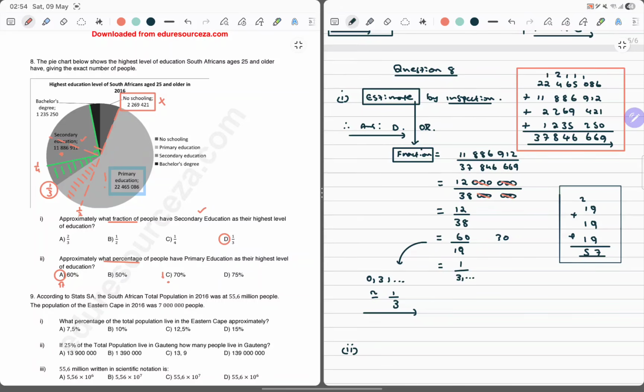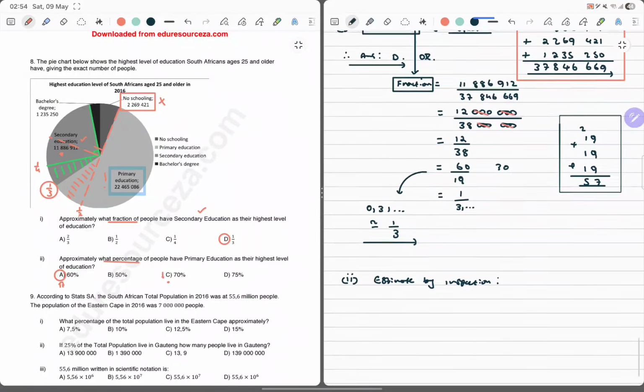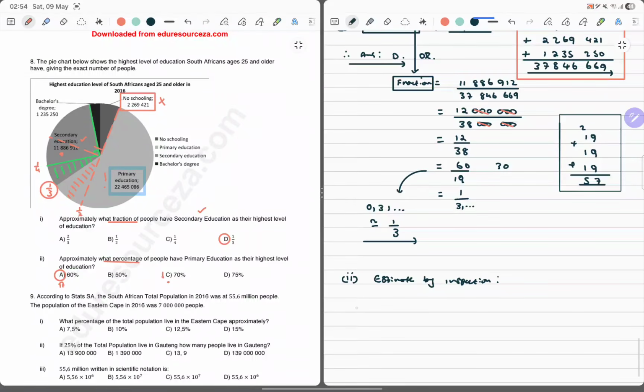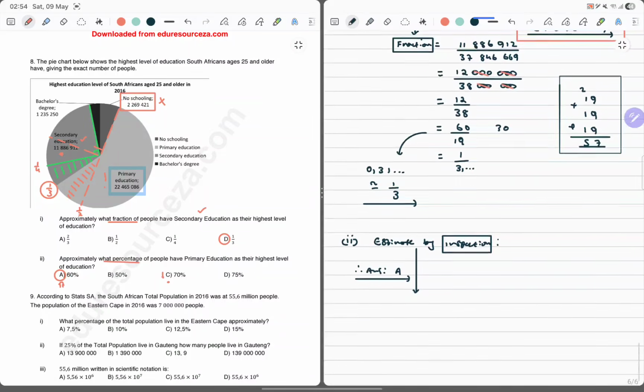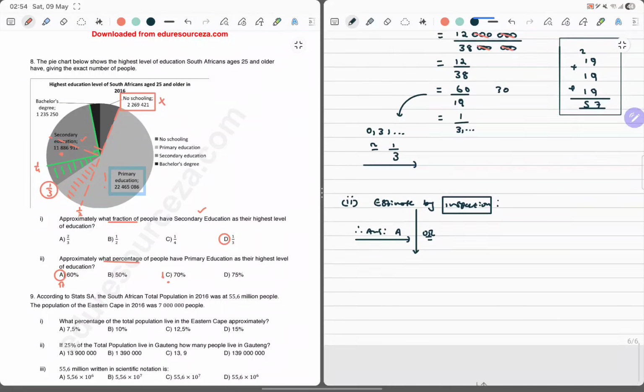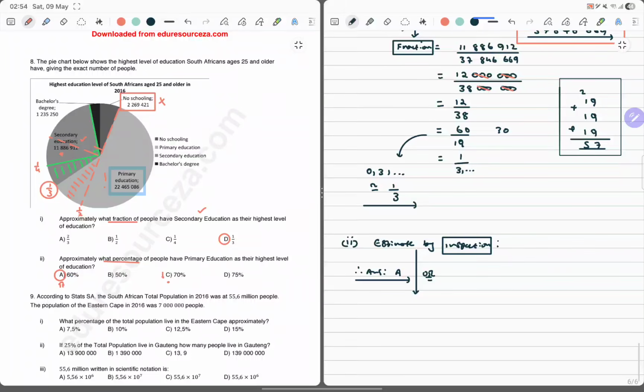So we can choose that. I can say here again, we estimate by inspection. If we do that, we see that the answer is A, by inspection. But how do we estimate also? We can also do it by calculation. Let me show you again. Tedious process, yes, but it can be done.